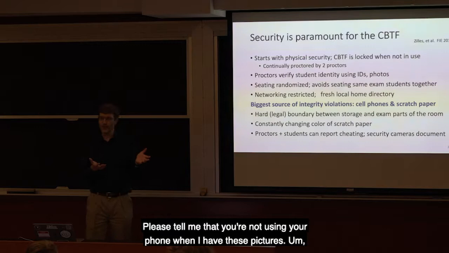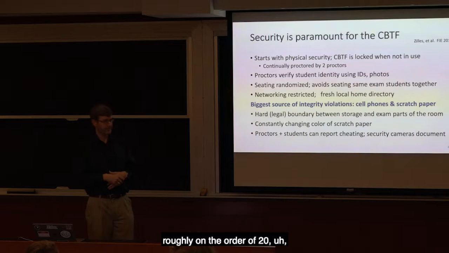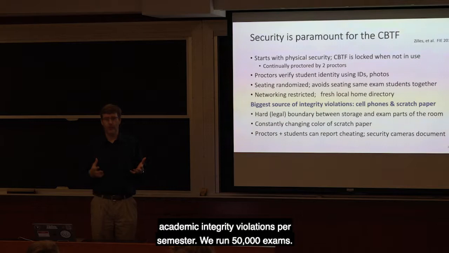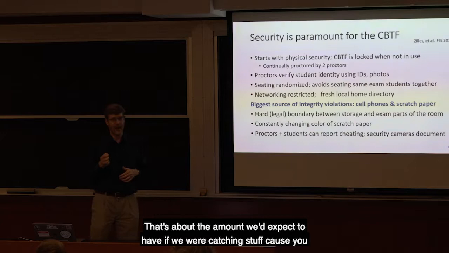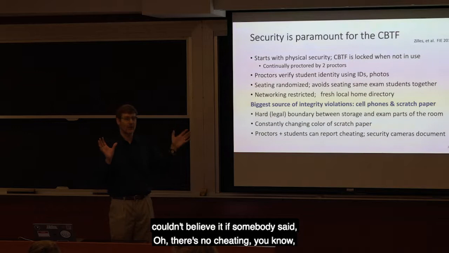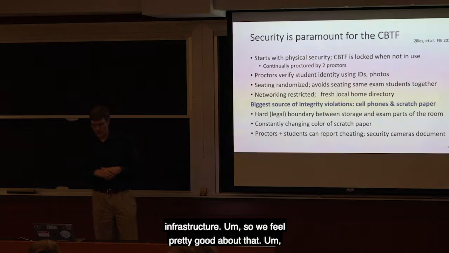So we have roughly on the order of 20 academic integrity violations per semester. We run 50,000 exams. That's about the amount we'd expect to have if we were catching stuff, because you couldn't believe it if somebody said, oh, there's no cheating, no attempts at cheating in our infrastructure. So we feel pretty good about that.